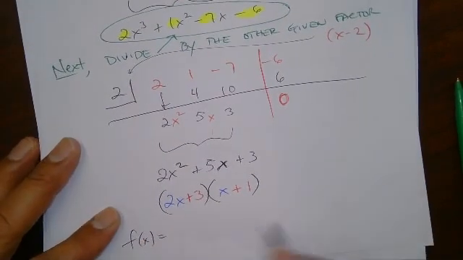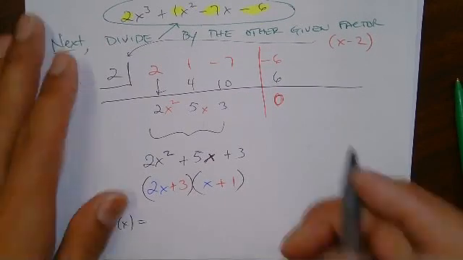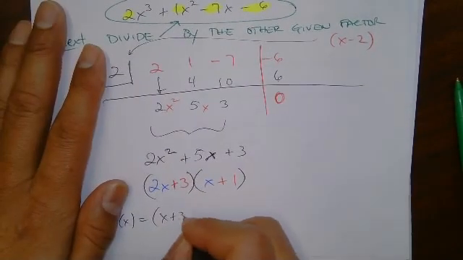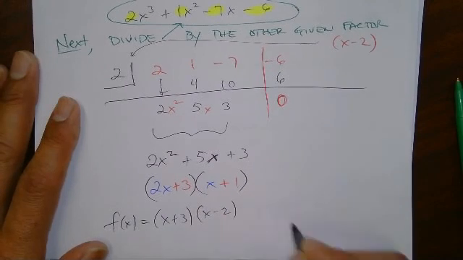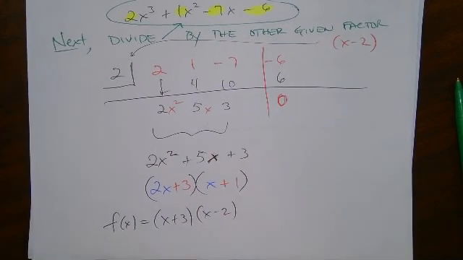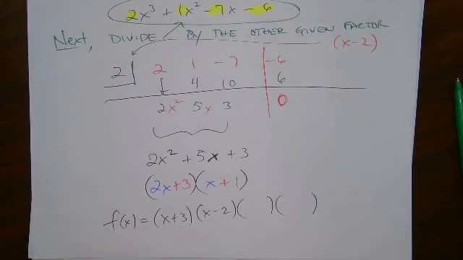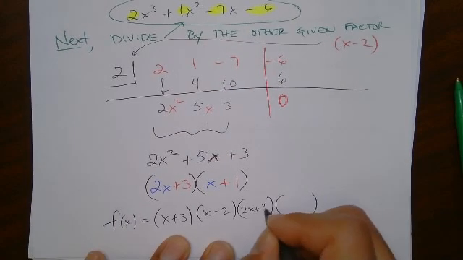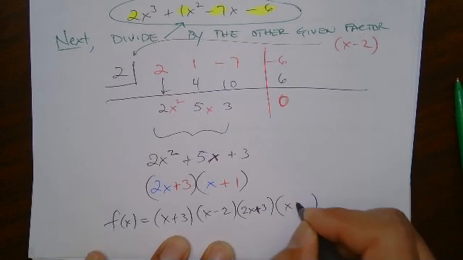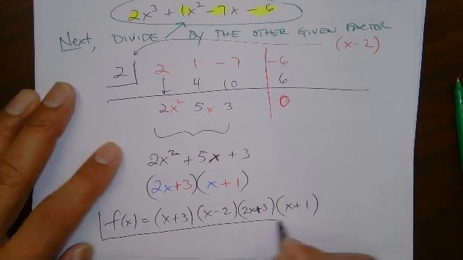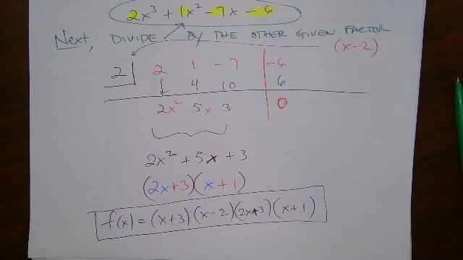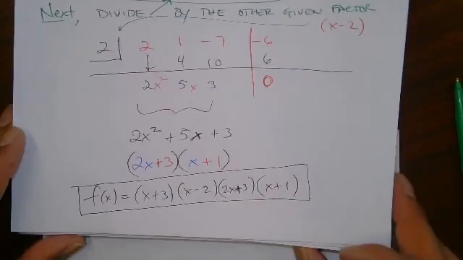Remember, 2 of them were given. So let's write this in factored form. F of x is equal to the factored form, which is x plus 3, the first one that they gave you, x minus 2, the second one that they gave you, and then these last 2 that we just found, 2x plus 3 and x plus 1. You guys agree? Great.